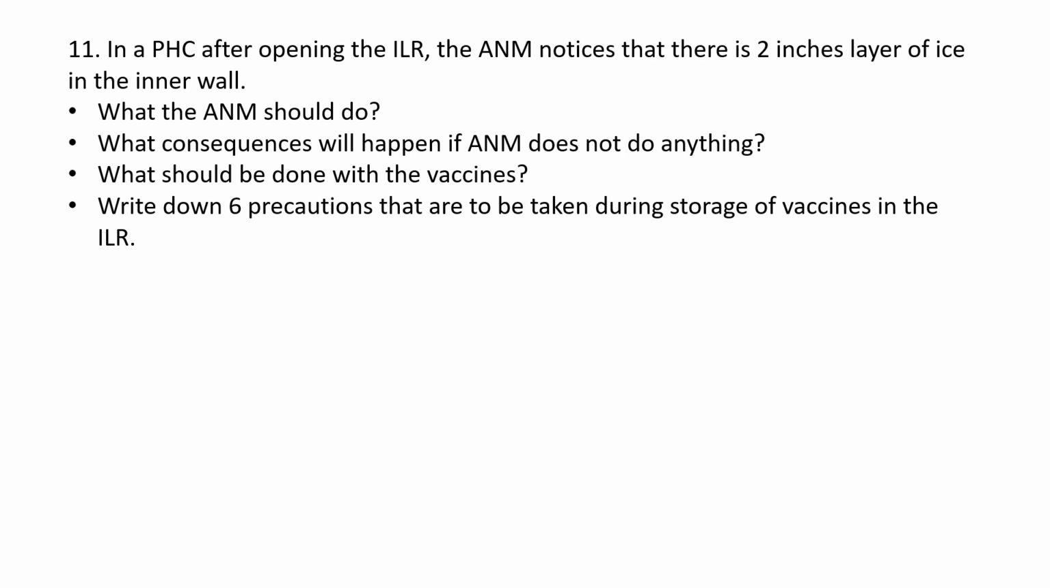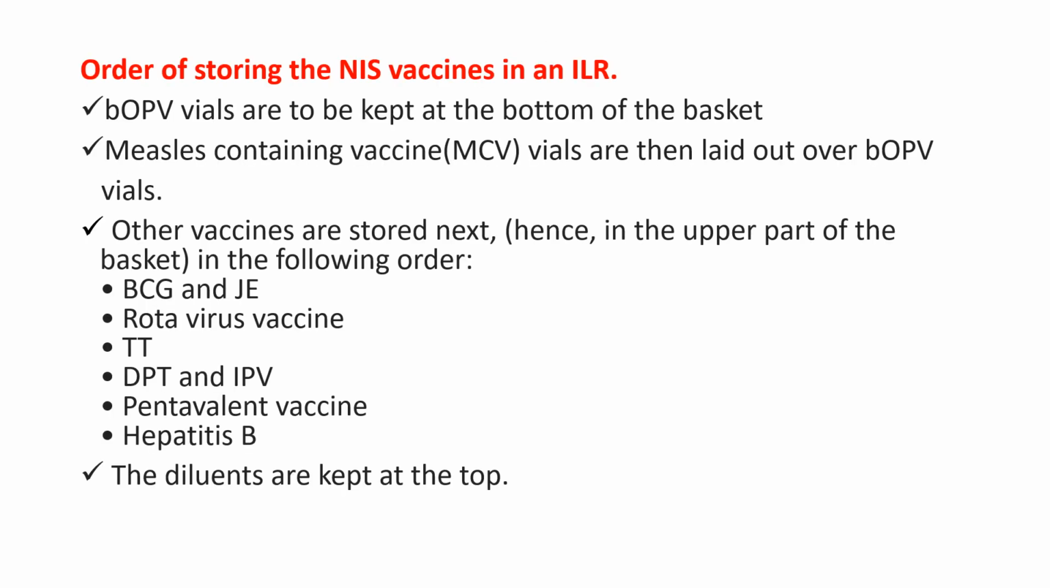and what should be done with the vaccines, and write down the 6 precautions that are to be taken during the storage of vaccines in the ILR. So let's see. For this, you need to know certain things. You need to know the immunization schedule. You need to know the cold chain equipments. You need to know the precautions that are necessary for maintaining the cold chain equipment in a proper fashion, and also which are the heat sensitive vaccines and which are the cold freeze sensitive vaccines, so that according to those inputs, you can arrange your answer.